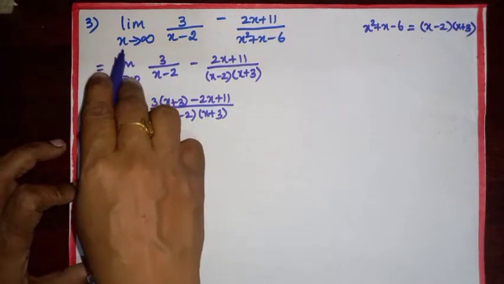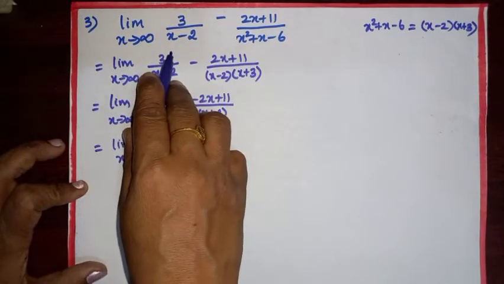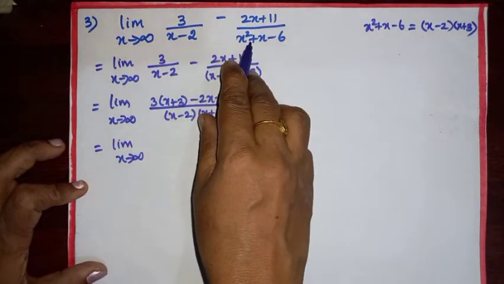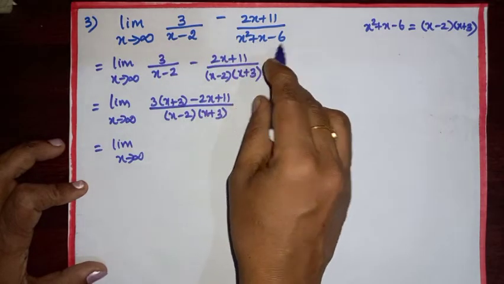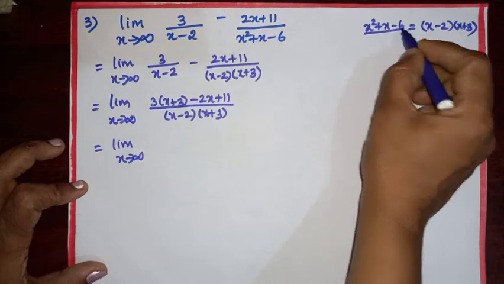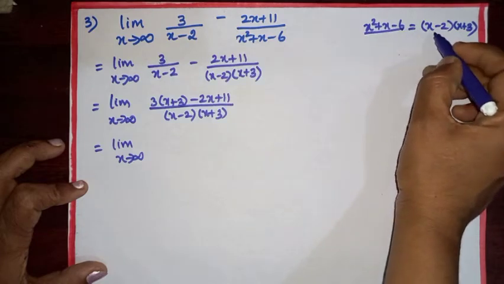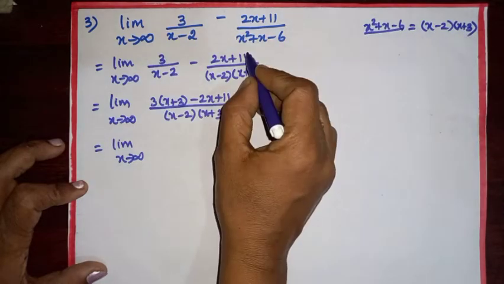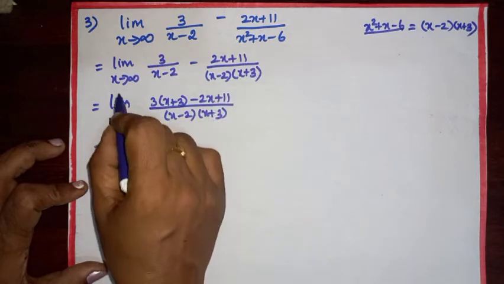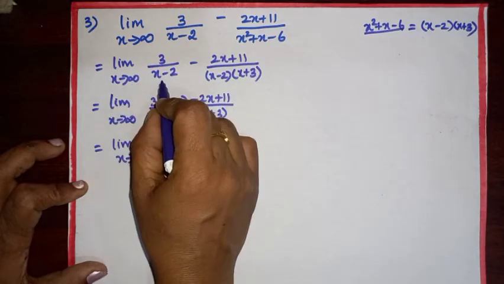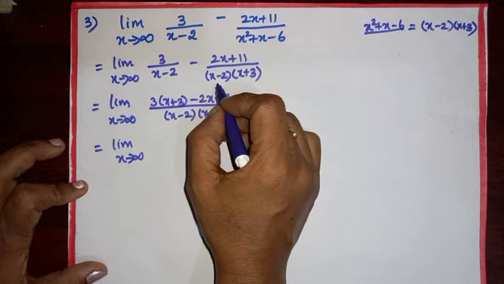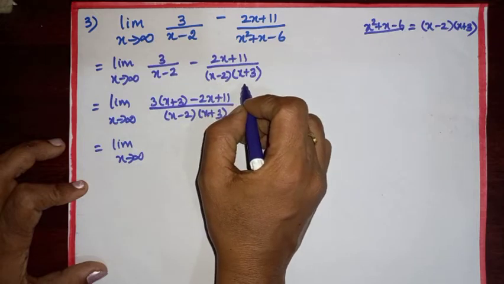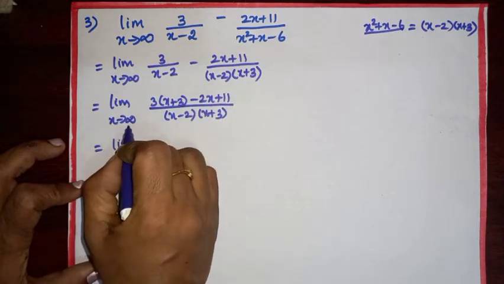Question number 3. Limit x tends to infinity, 3 by (x minus 2) minus (2x plus 11) by (x square plus x minus 6). I am going to find the factors for this quadratic expression, which is (x minus 2) into (x plus 3). Substitute in the denominator. Next, limit x tends to infinity, 3 by (x minus 2) minus (2x plus 11) by (x minus 2) into (x plus 3), which is equal to limit x tends to infinity.